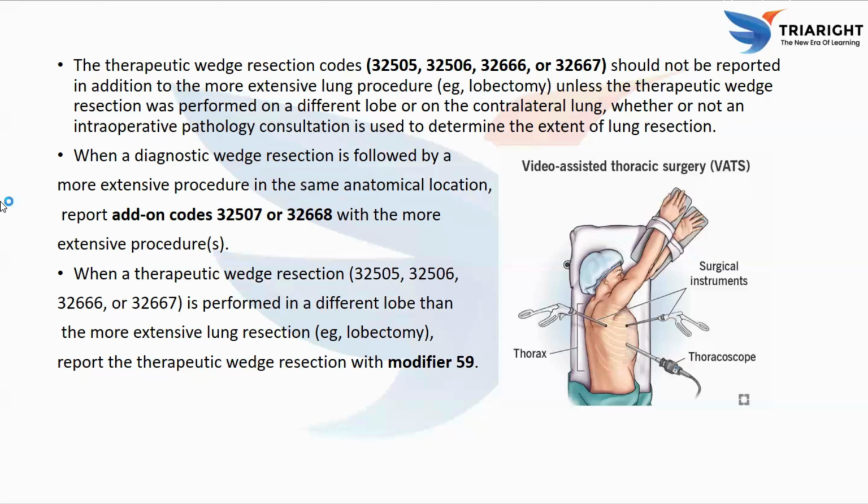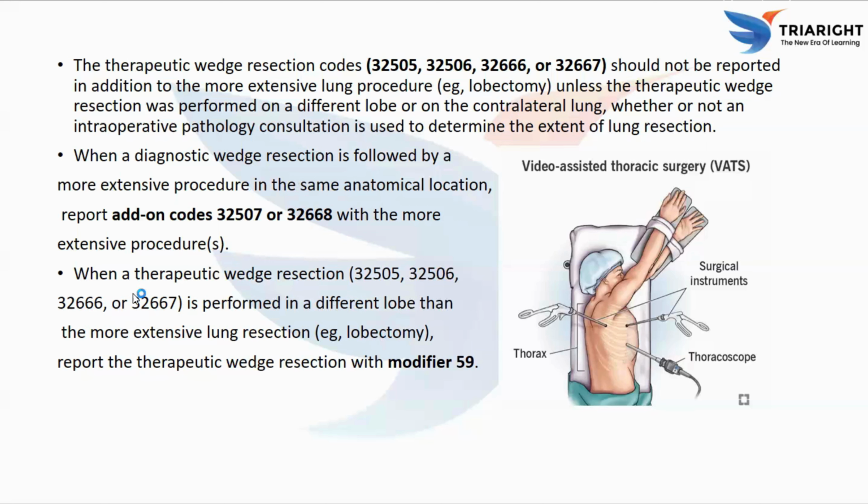And the next guideline is the diagnostic wedge resection followed by more extensive resection in the same location. So how do you report the codes? What happens clinically? A diagnostic wedge is performed and the frozen section pathology is done. The surgeon proceeds to lobectomy or segmentectomy in the same anatomic site.